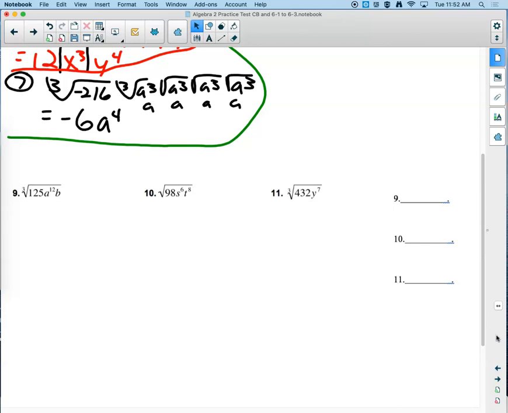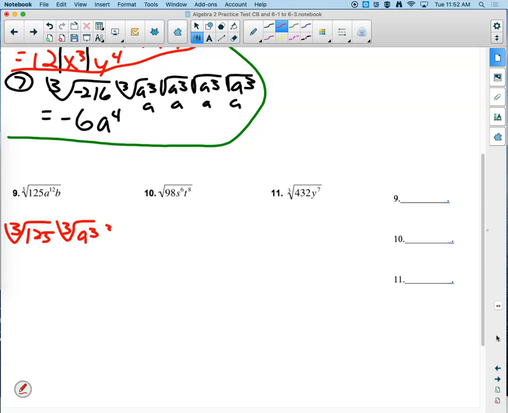Let's go down to 9. Cubed root of 125, cubed root of a cubed. Got to write that one a few times. And then we've got a cubed root of b. So a lot of a's, not so much with the b's. Cubed root of 125, is that something nice? Jameson?